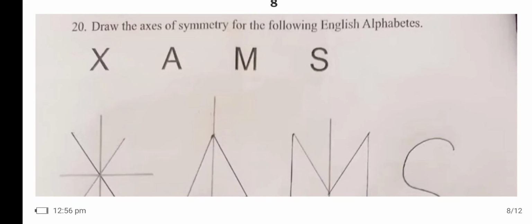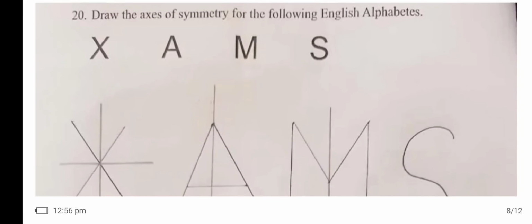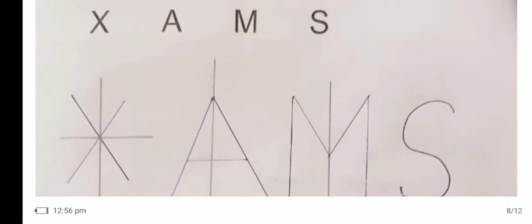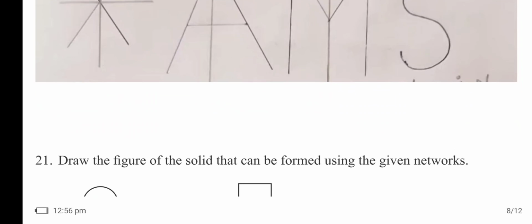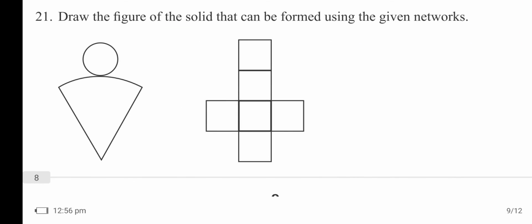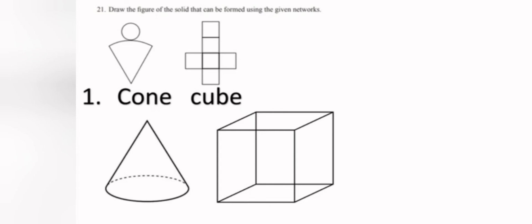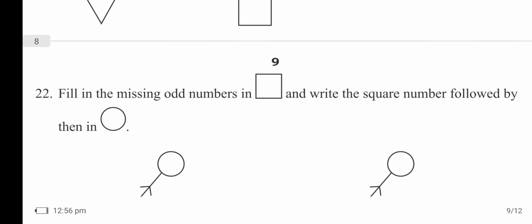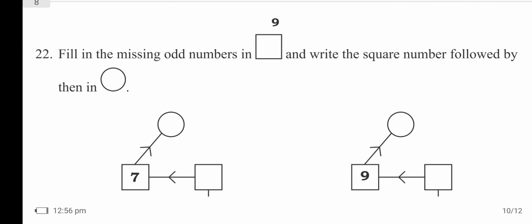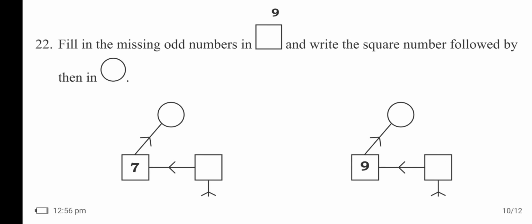Draw the axis of symmetry for the following English alphabets. You can see how the symmetry they have drawn for X, A, M and S. Draw the figure of the solid that can be formed using the given networks. Find the missing odd numbers in the square and write the square number followed by them in the circle.